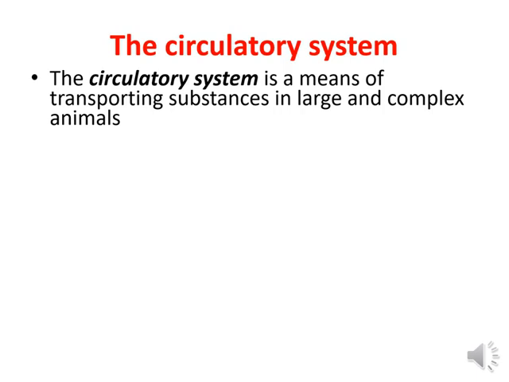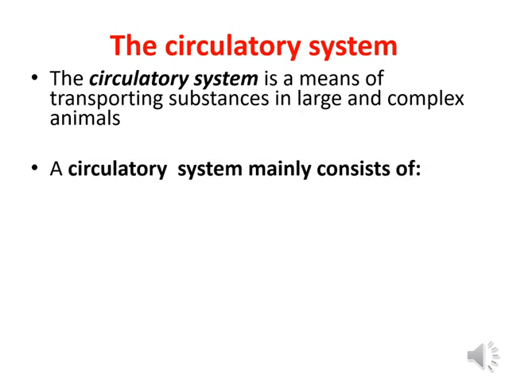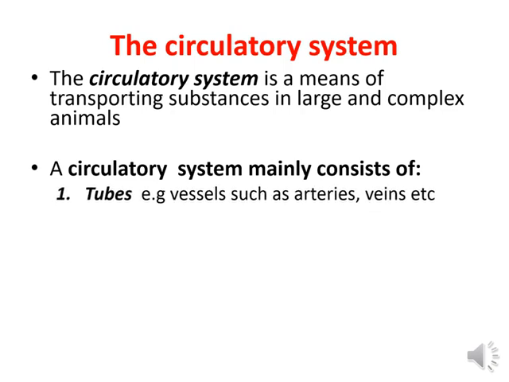Now, the circulatory system mainly consists of three components. Number 1, tubes. For example, the vessels such as arteries, veins, capillaries, venules, etc. Number 2, transport fluid. A very good example of the transport fluid is blood.